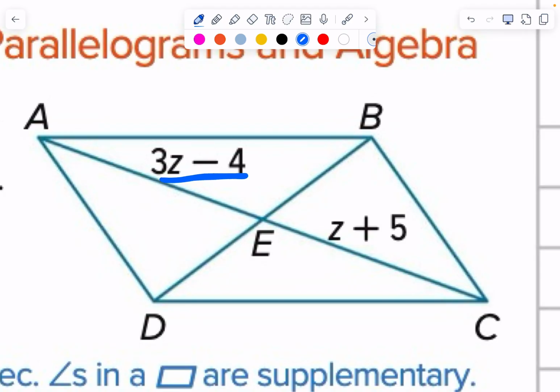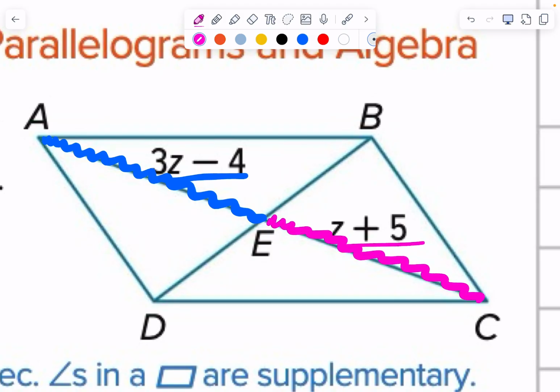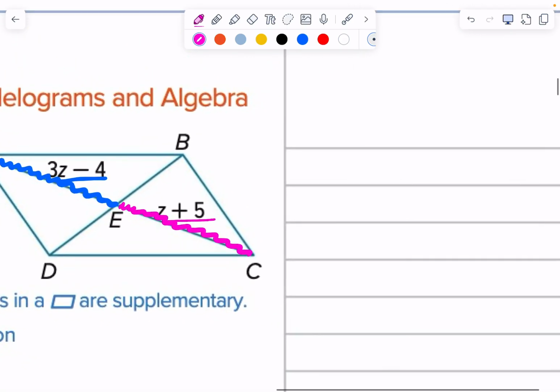So where does 3z minus 4, what is that labeling? The line. Which line? Middle one. The AE. That's this right here. The AE line. That's 3z minus 4. That's what he's labeling. Got it? What's z plus 5? This guy, EC. Okay, what do I know about those two pieces? They're equal, so I'm going to set them equal. 3z minus 4 equals z plus 5. Okay, and then I do the math.